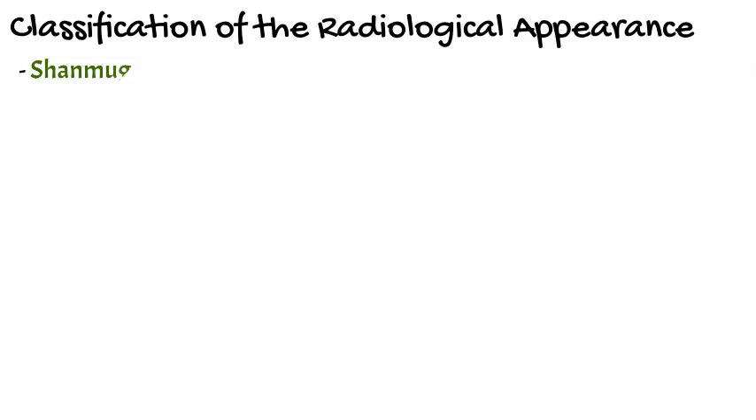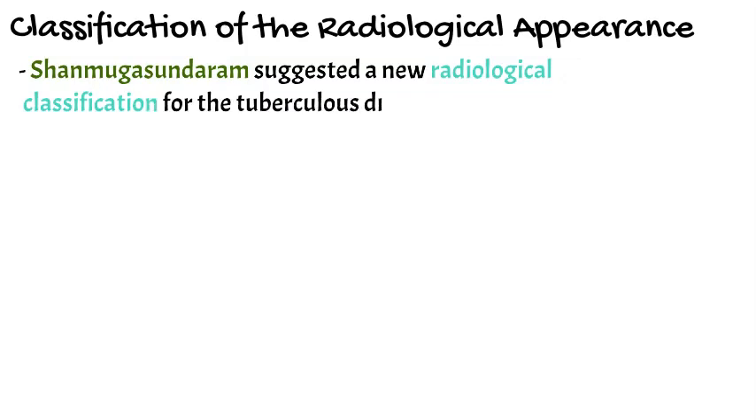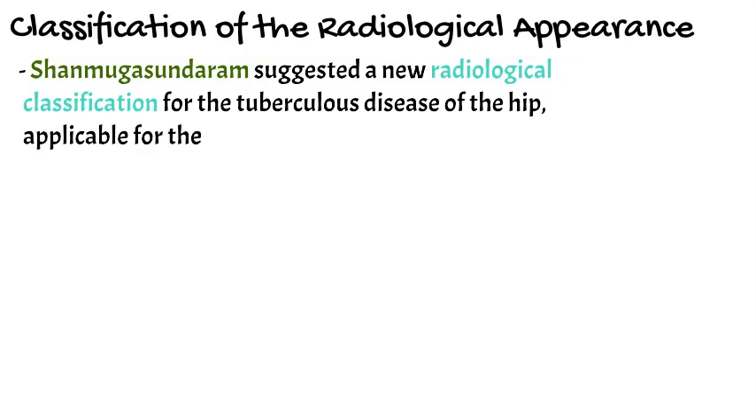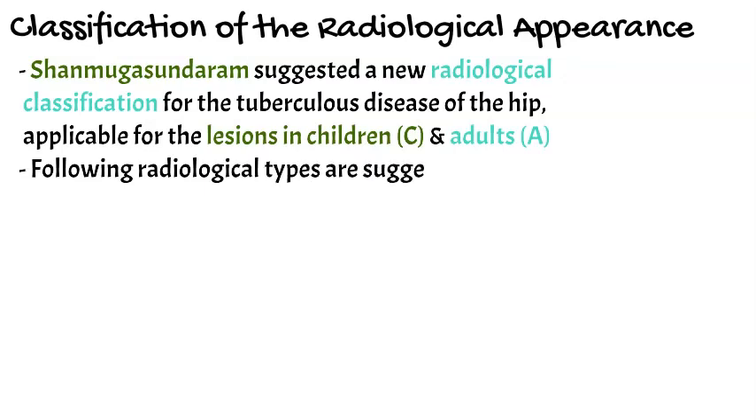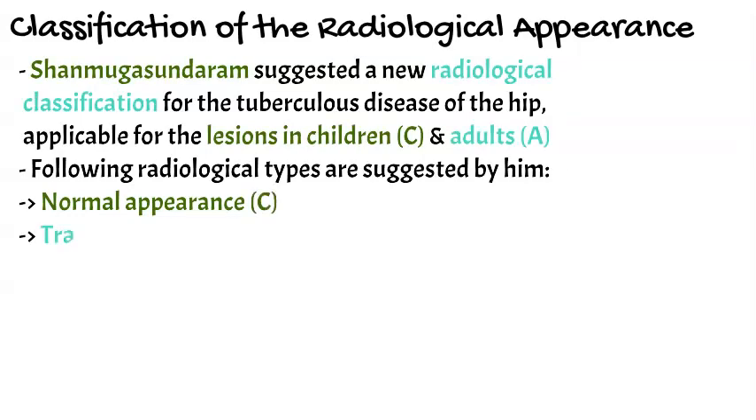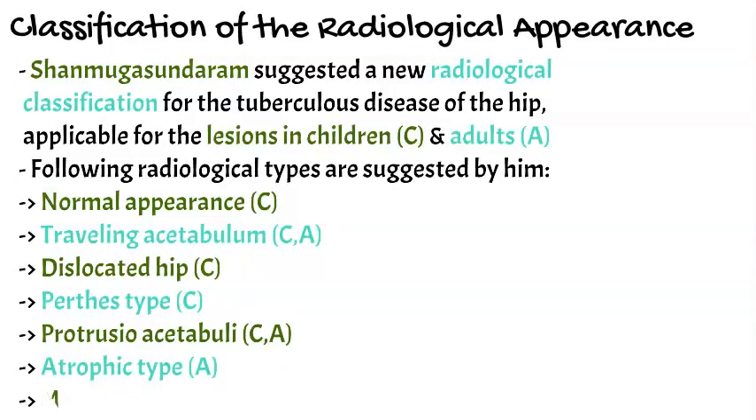Another classification of the radiological appearance. Shanmugasundaram suggested a new radiological classification for the tuberculosis disease of the hip, applicable for the lesion in children, C, and adult, A. Following the radiological types suggested by him, normal appearance can be seen in children, travelling acetabulum can be seen in children and adult, dislocated hip usually in children, Pettis type in children, protrusio acetabuli in children and adult, atrophic type in adult, mortar and pestle type in children and adult.